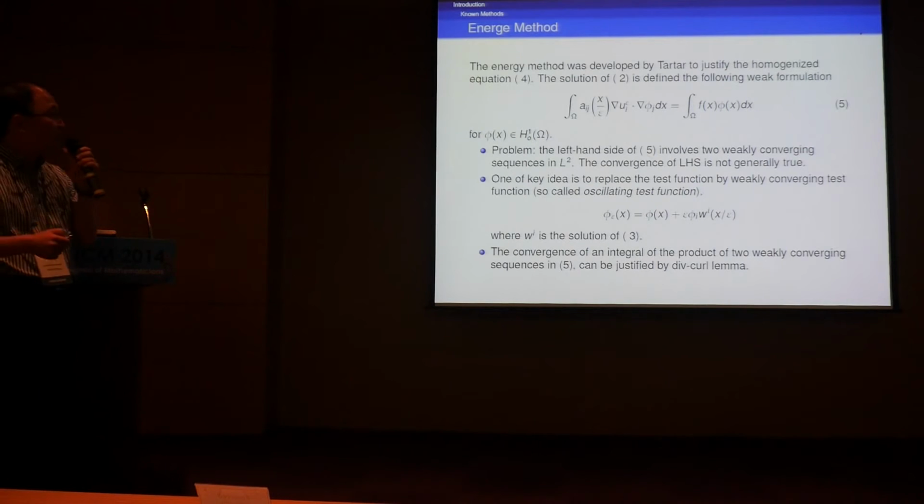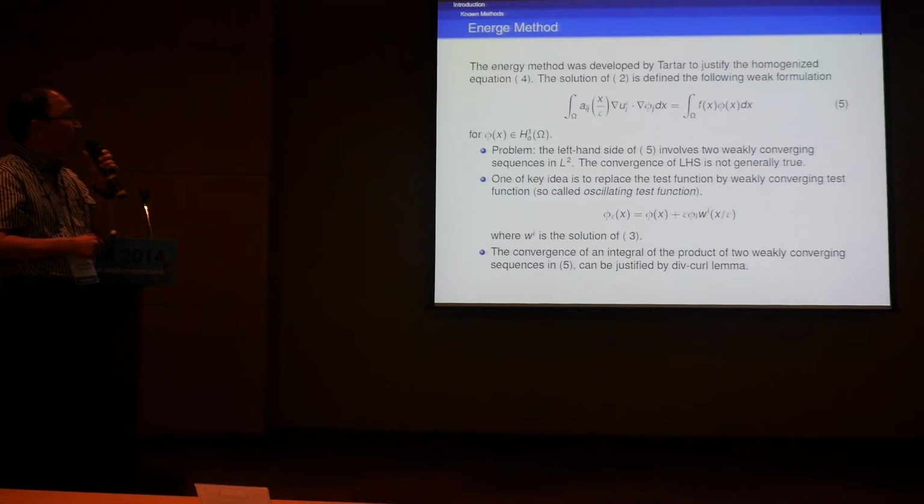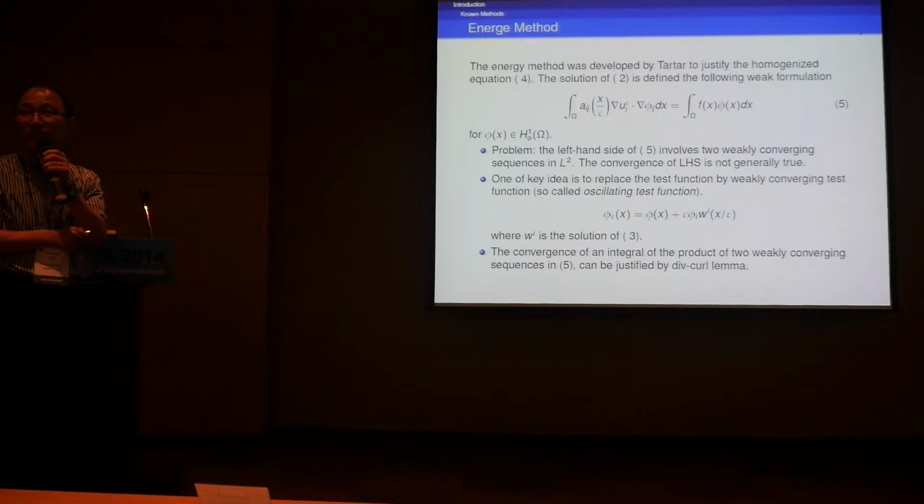If you want to justify it, there is a problem. So if you write down that equation in terms of the variational form, then you have this one. The diffusion coefficient is oscillating and has weak convergence, and the gradient of u to the epsilon has a weak convergence. The product of weak convergences may not converge.